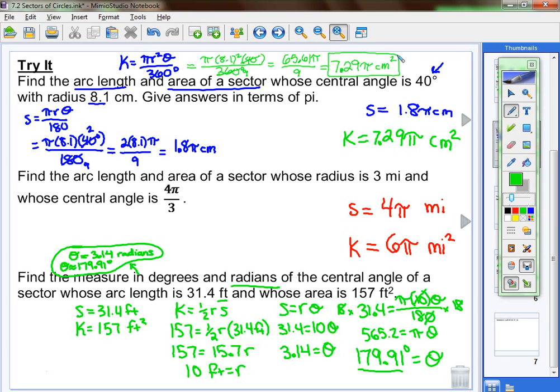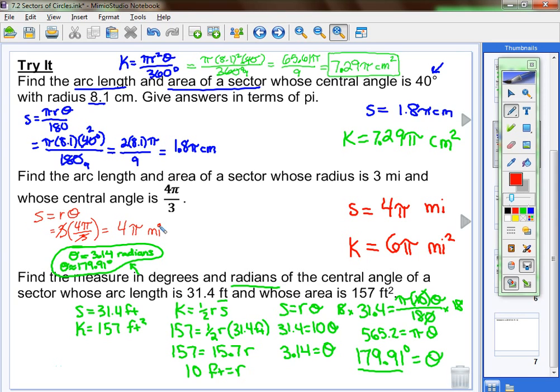Alright, the second one is the exact same thing, except this time it's in radians instead of degrees. So the arc length is a little easier. Arc length equals radius times theta. We are told that the radius is 3, and the central angle is 4 pi over 3. So the 3's will cancel out, and we are left with just 4 pi, and we're measuring in miles, so 4 pi miles.